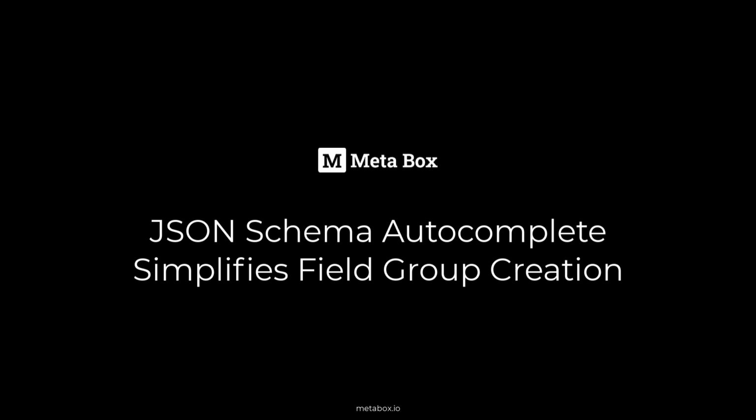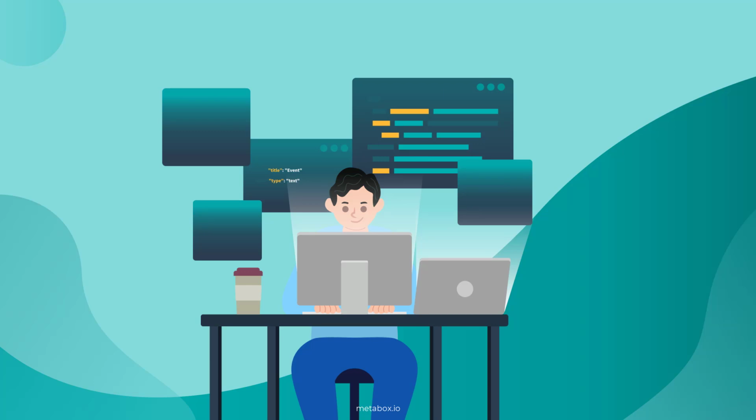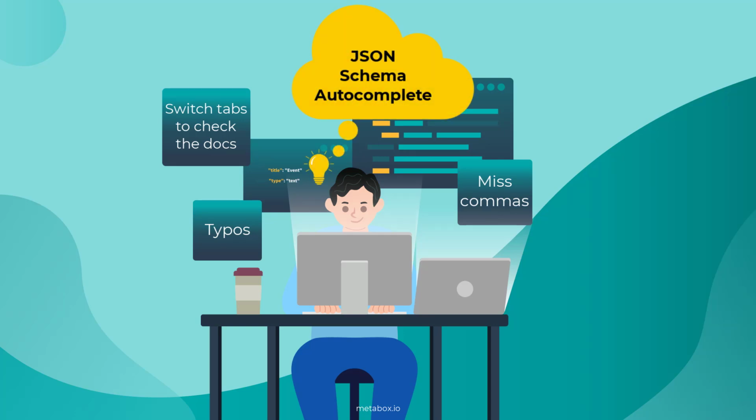Today, I'm showing you how to use JSON Schema Autocomplete when creating field groups in MetaBox. As we worked more with code editors, we found that writing JSON files gave us more flexibility and control. But doing it manually often led to typos, missing commas, and constantly switching tabs to check the docs. That's why JSON Schema Autocomplete helps avoid all those common hassles.